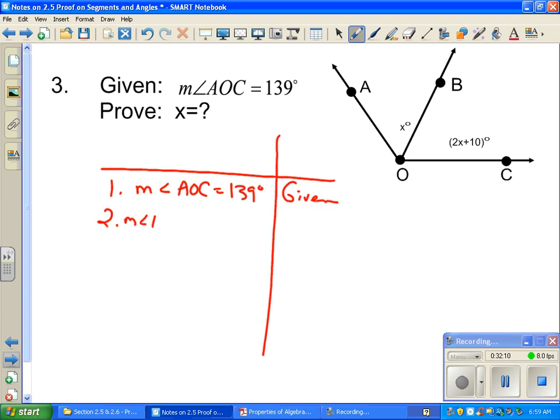The measure of angle AOB is the top angle, and we're going to add that to the measure of angle BOC, because that makes the whole entire angle, the measure of angle AOC. When you add two angles together to get a bigger angle, that's angle addition.